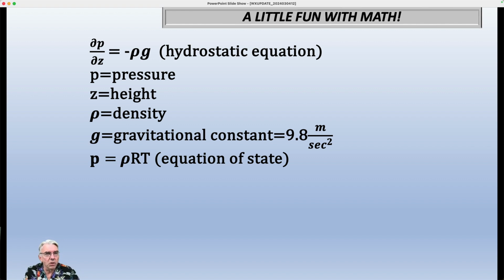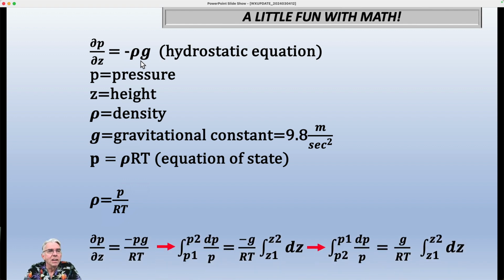Now, there's another equation called the equation of state, and that states that the pressure is equal to the product of the density times R, which is a gas constant, times the temperature, okay? Well, if we solve that equation for the density, we get P over RT. Well, we can substitute that into this equation where you see the Greek letter rho, density. We can substitute this up here. And so what do we end up with? Well, we end up with dP/dz, same thing you got up here, is equal now to minus the pressure times the gravitational constant over RT, okay?